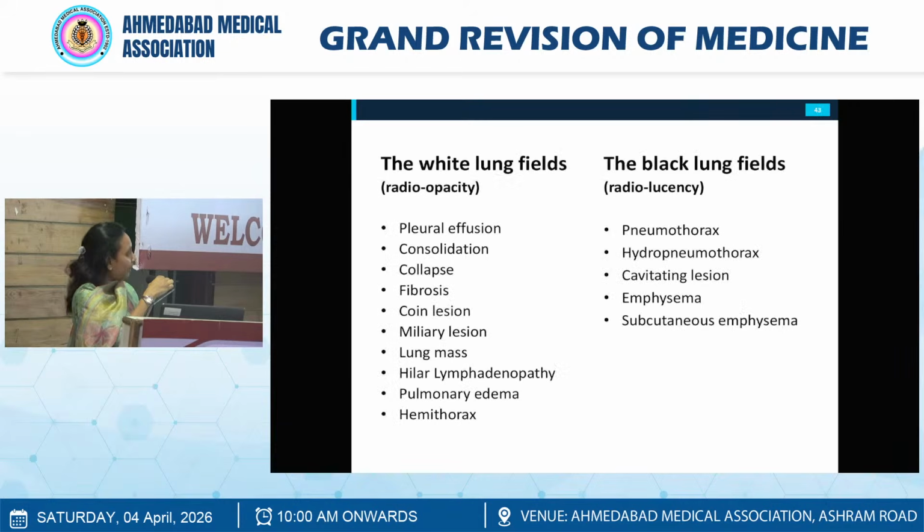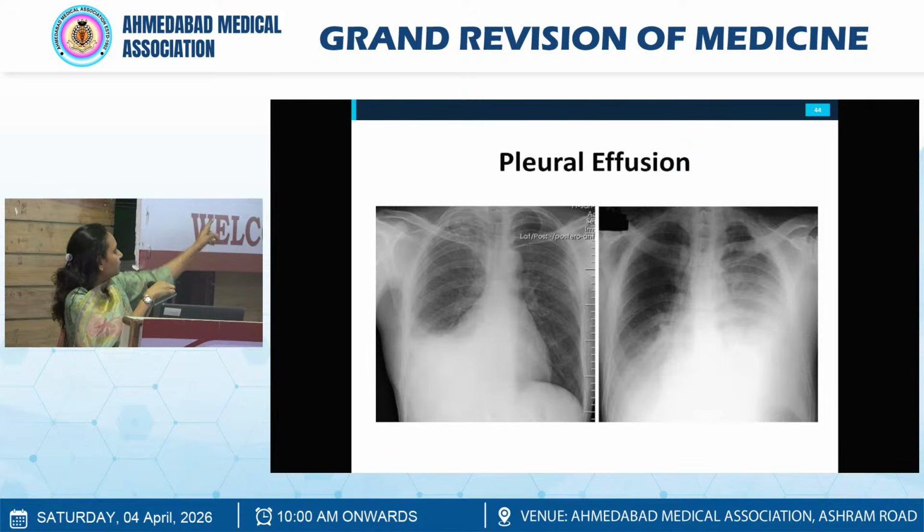Then for the lung pathologies, a whiteout lung, that is mostly radio-opacity. Radio-opacities are seen where there is fluid collection, consolidation, collapse, fibrosis, coin lesions, miliary lesions, lung mass, hilar lymphadenopathy, pulmonary edema, and hemithorax. And black lung fields, that is where air is more in the cavity: pneumothorax, hydropneumothorax, cavitating lesions, emphysema, and subcutaneous emphysema. Can you see the pleural effusion?